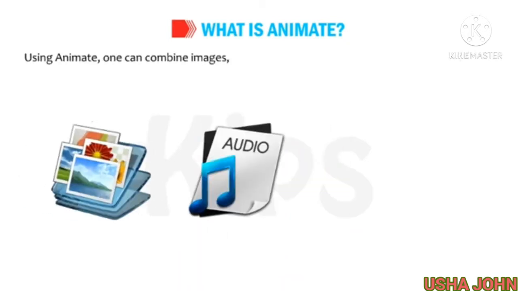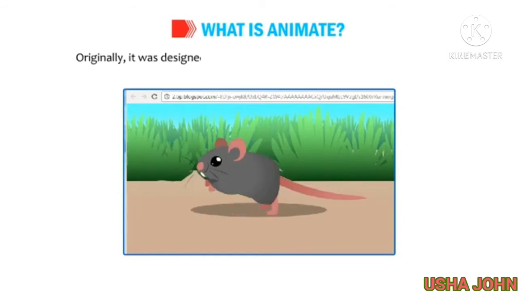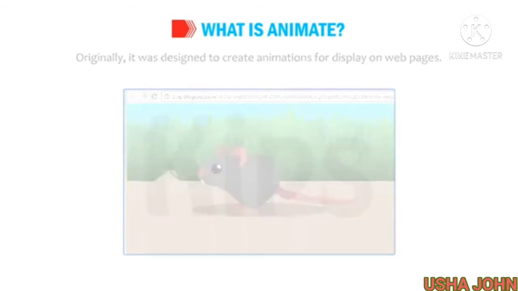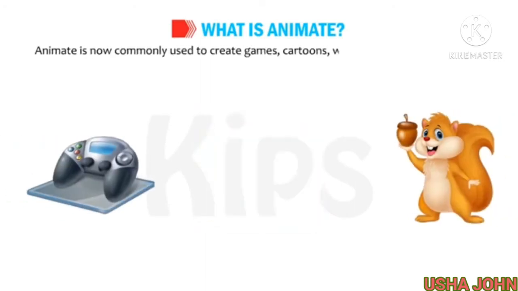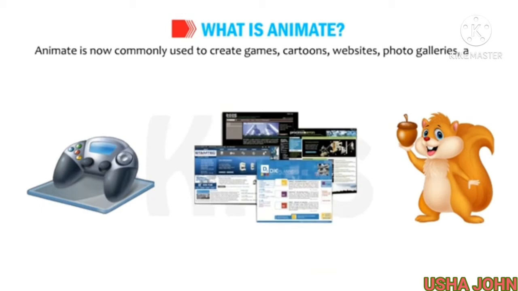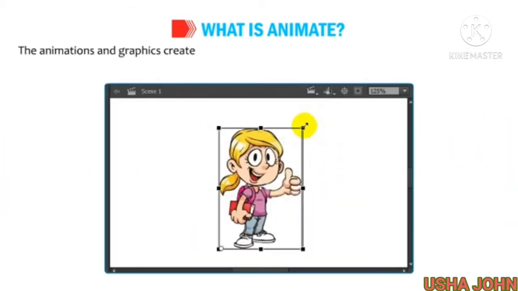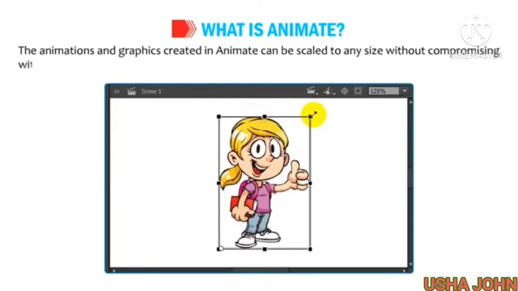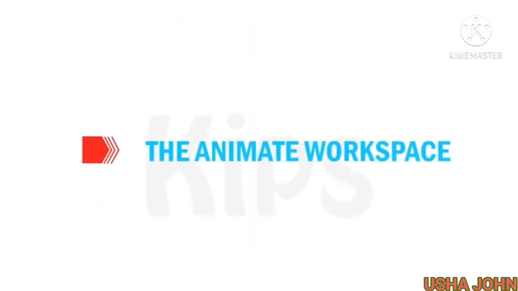Using Animate, that is Flash, one can combine images, audio, video and other effects to create animations. Originally, it was designed to create animations for display on web pages. Animate is now commonly used to create games, cartoons, websites, photo galleries and much more. The animation and graphics created in Animate can be scaled to any size without compromising clarity or quality.